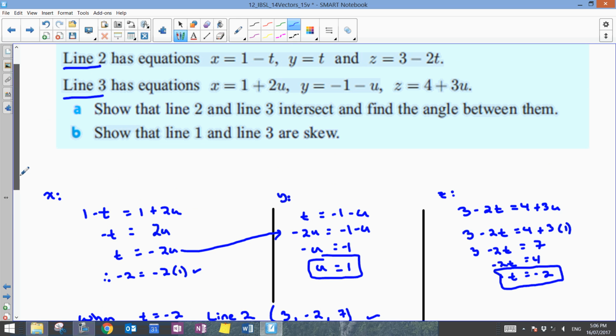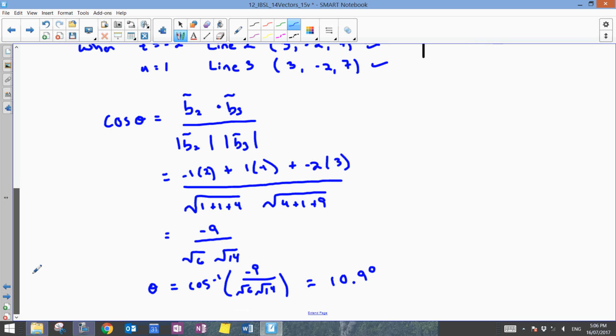Again, you've got two angles that make up when you have two lines that intersect. So you're looking at, here's one line, here's another. You got this 10.9 angle, but then you also have this 169 angle here, okay?